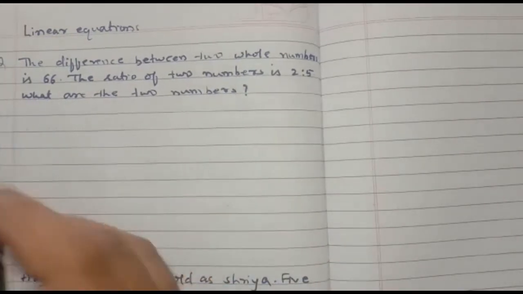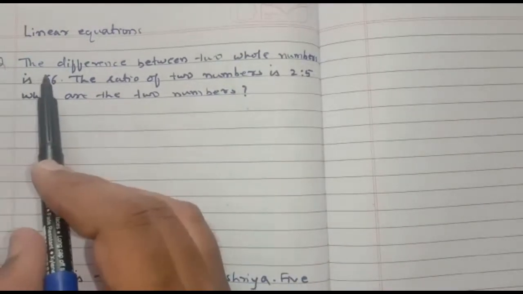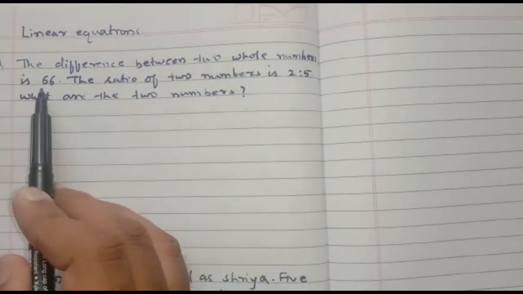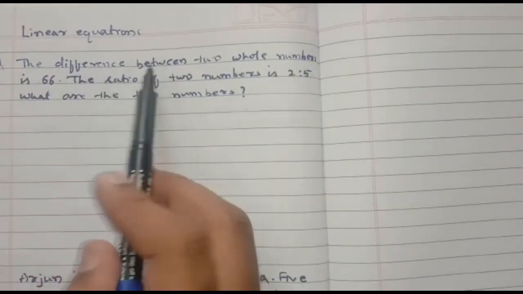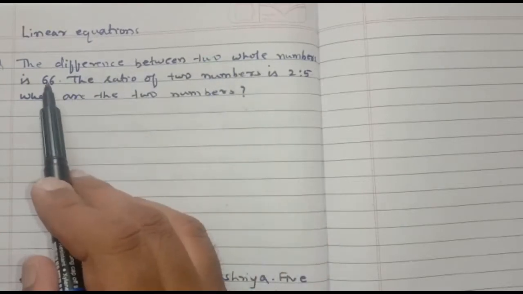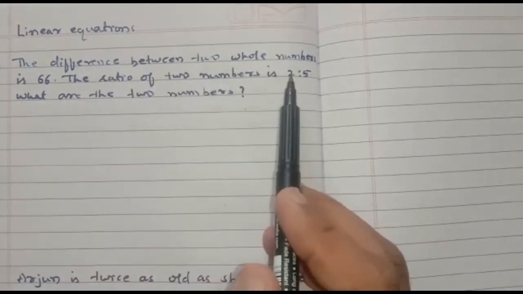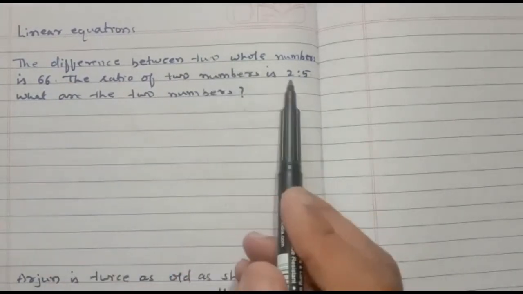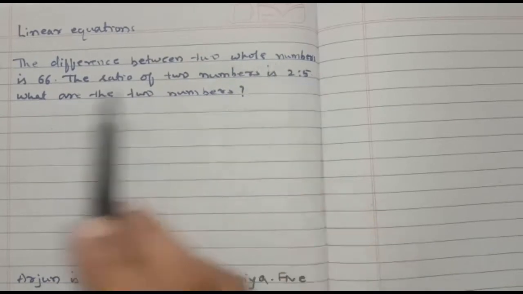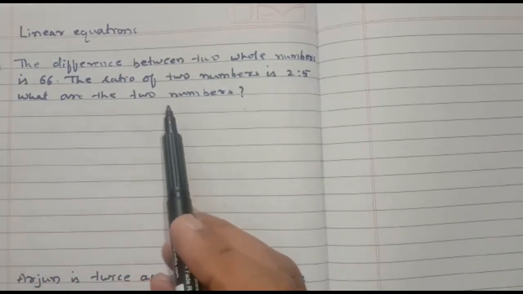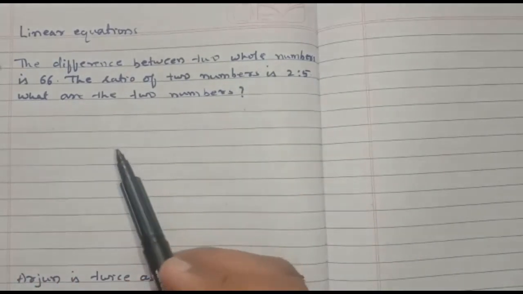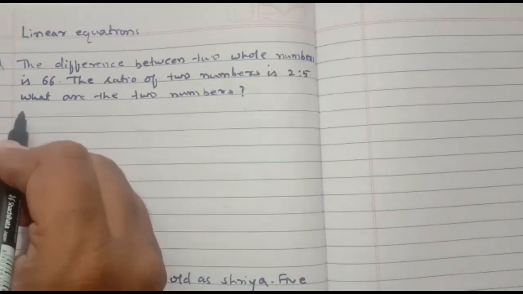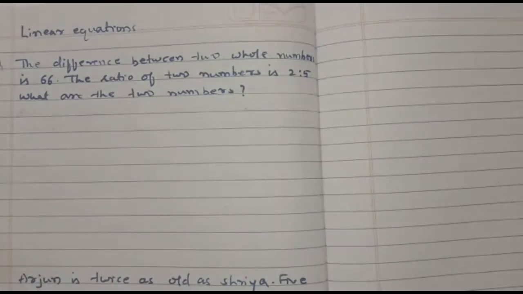Let's start. Question number 1: the difference between two whole numbers is 66. The difference of the two whole numbers is given, that is 66. The ratio of the two numbers is also given, that is 2:5. What are the two numbers? We have to find those two numbers. Since the ratio of the two numbers is given, let's start the solution.